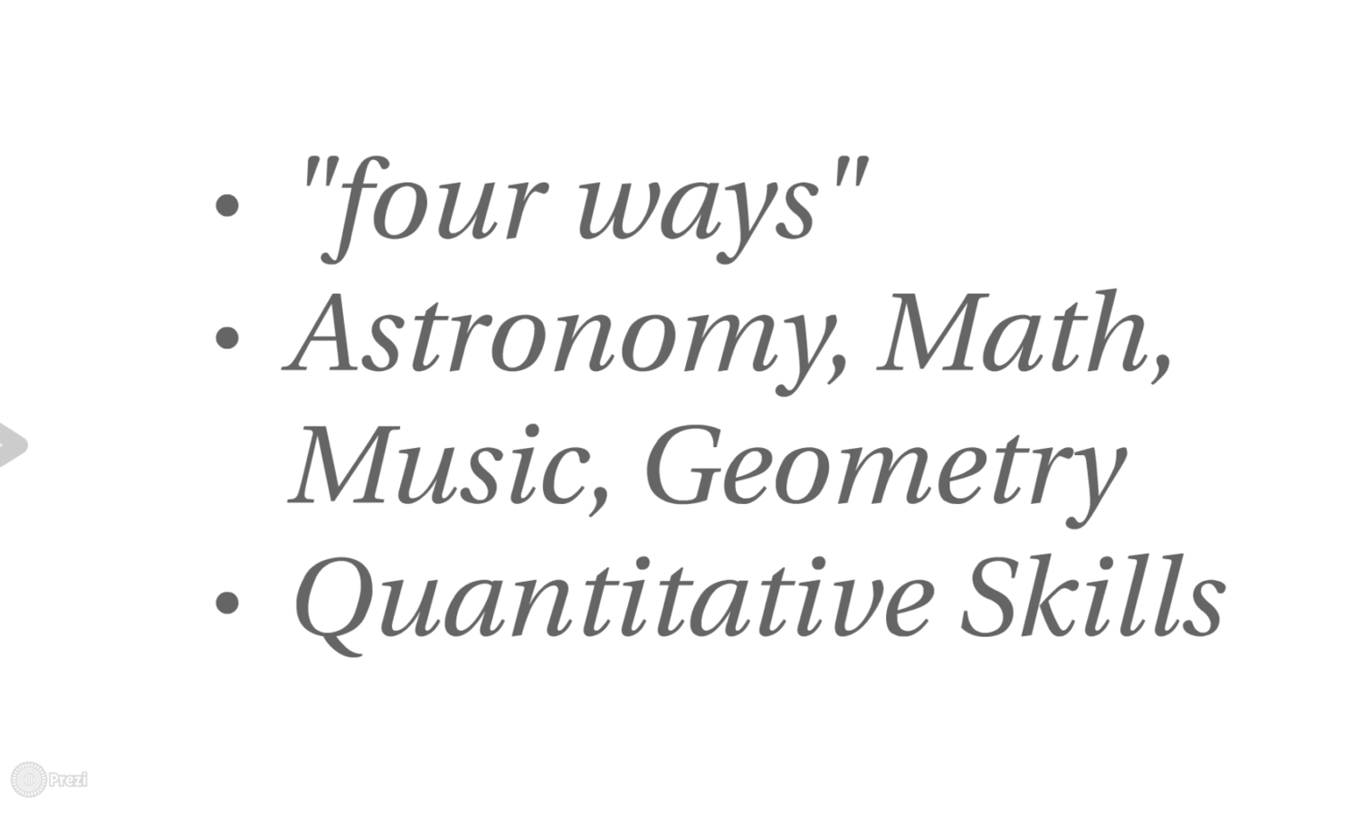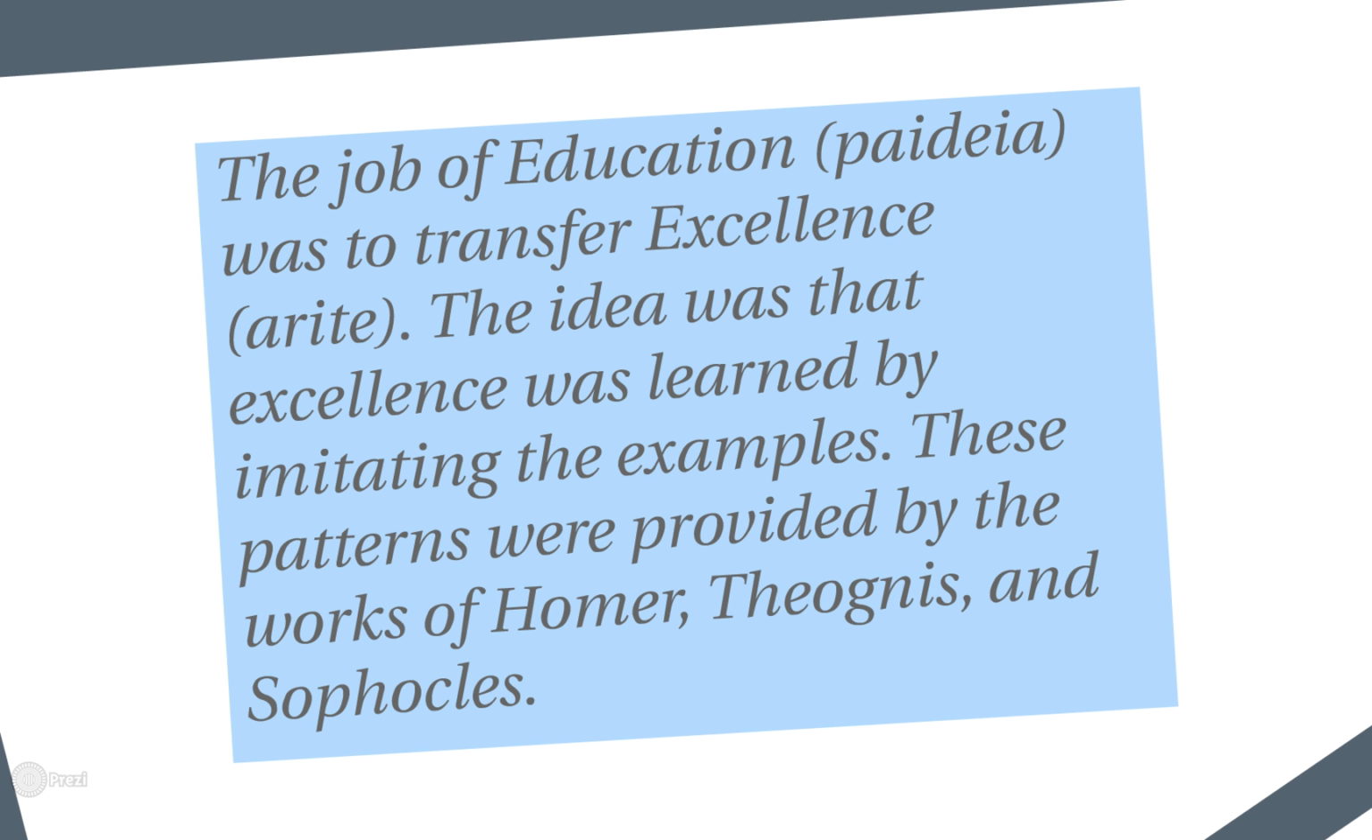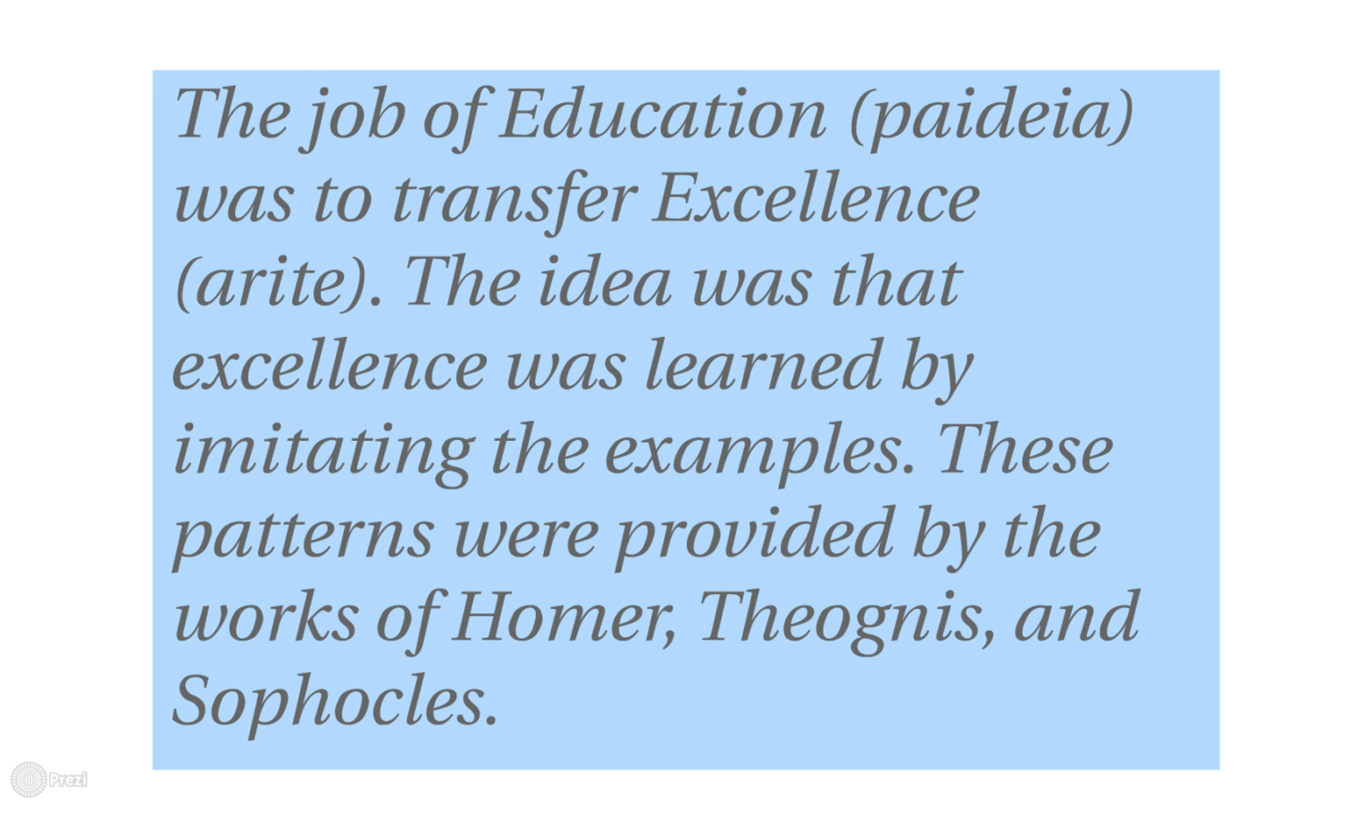Now, the quadrivium is the four ways, and it looks at other subjects that children would have studied, specifically astronomy, math, music, and geometry. And it deals with quantitative skills, in other words, knowledge that you have that you can't necessarily reason to. These are clearly very interrelated topic areas, and it looks a lot at the value of the classics. Now, the job of education under the liberal arts paradigm was to transfer excellence, or arete. The idea was that excellence was learned by imitating the examples, and so classical liberal arts education generally reads a lot of classics and deals with a lot of imitation of those who have been excellent in one form or another. These patterns are provided by the works of Homer, Theognis, and Sophocles in ancient times.